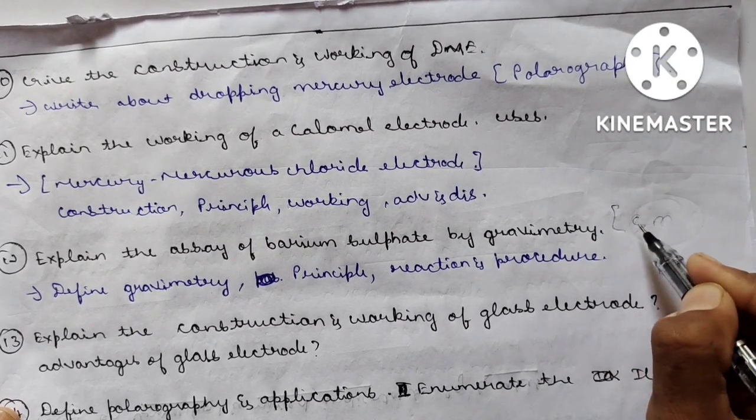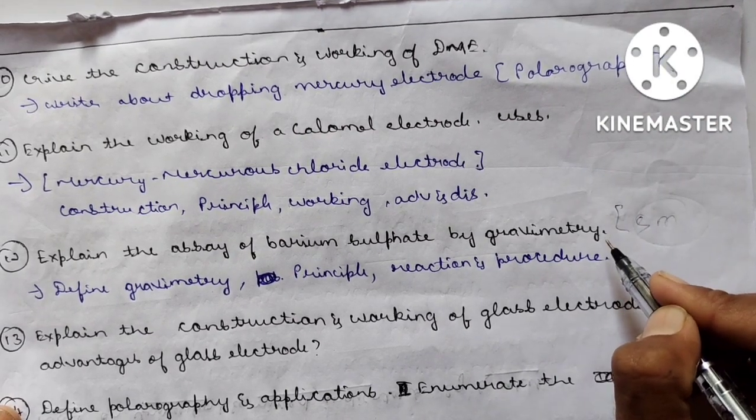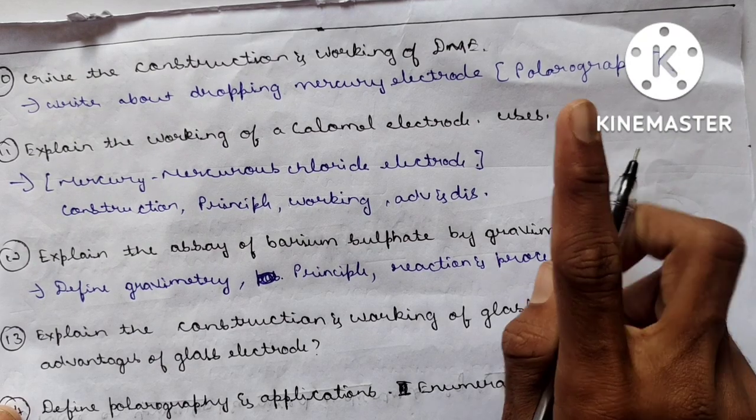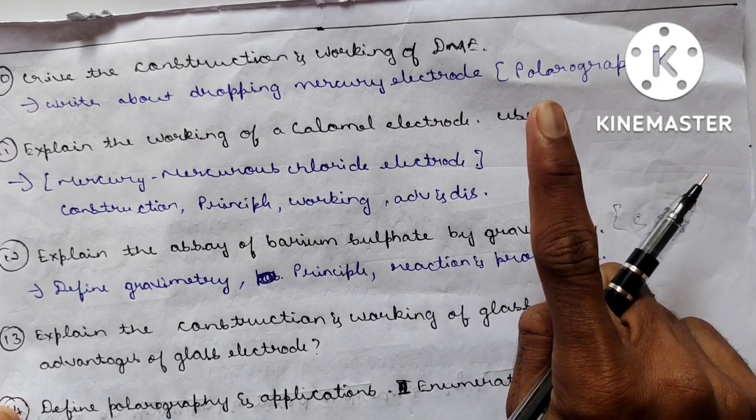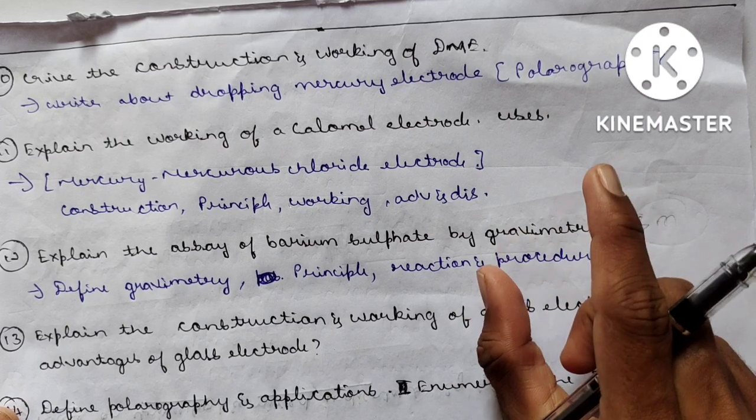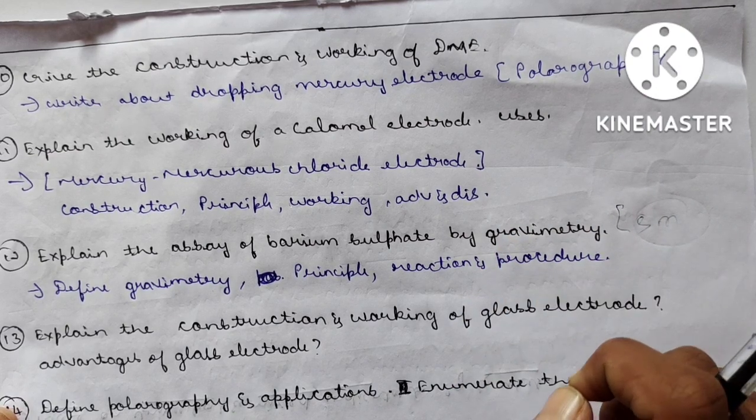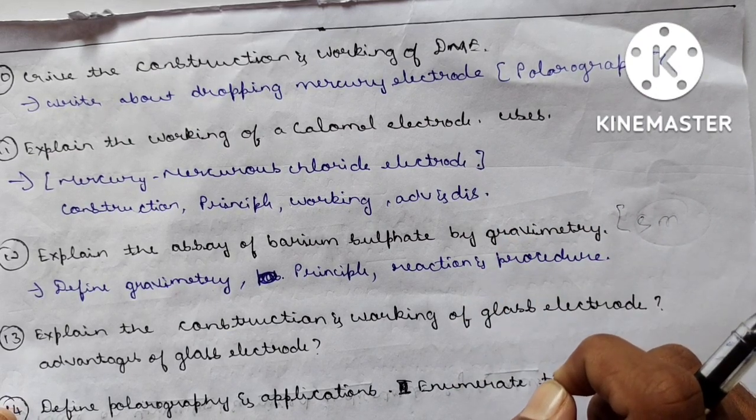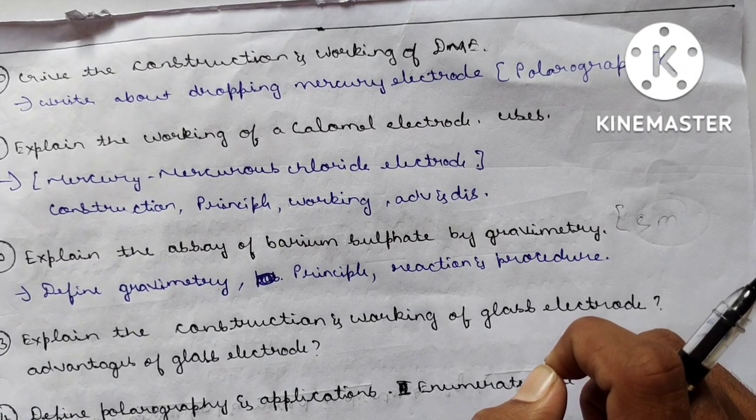This one on gravimetry, either they will ask co-precipitation, post-precipitation. But only once were co-precipitation and post-precipitation asked. But in major, many times they asked this one, gravimetry, like the assay of barium sulfate. Procedure, you go through that.